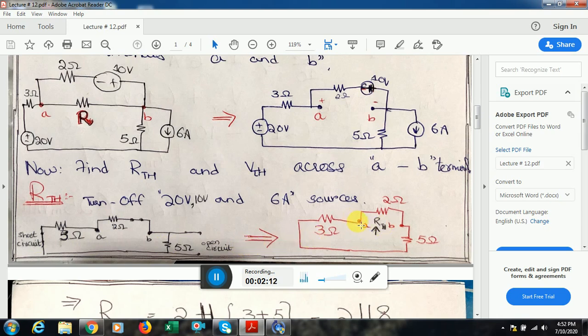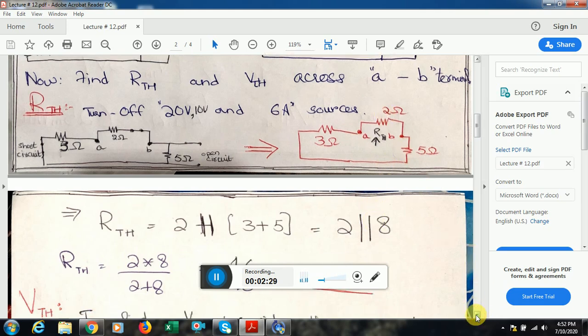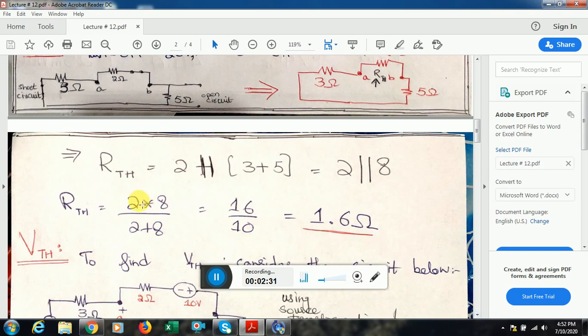So this circuit now becomes this thing, and further simplifying the circuit I get this. Across terminals A and B you can see that 3 and 5 are in series. So I take the series equivalent of this, and then across terminals A and B, this 2 ohm and the combination of these two, that is 8, is parallel to this 2 ohm. So I take the parallel combination of these two, and the equivalent resistance of 2 parallel 8 gives me 1.6 ohm. Now I move on to finding the Thevenin voltage of this circuit.